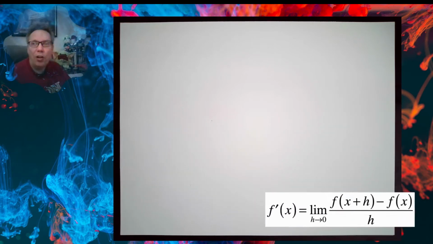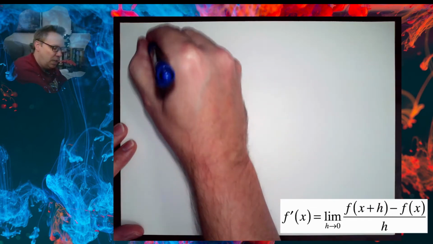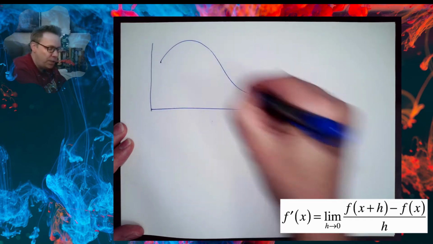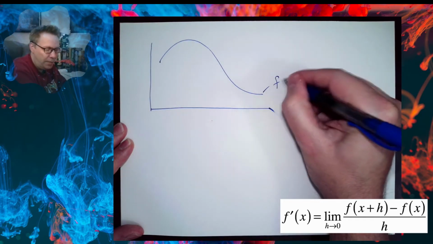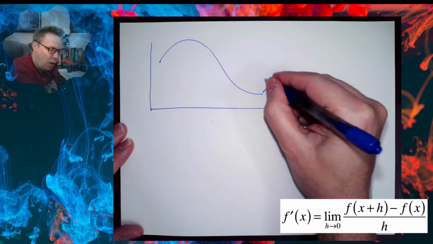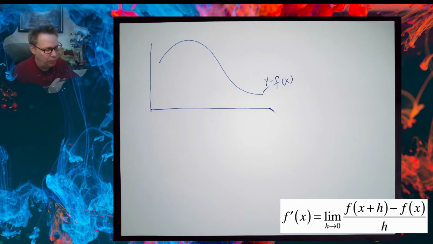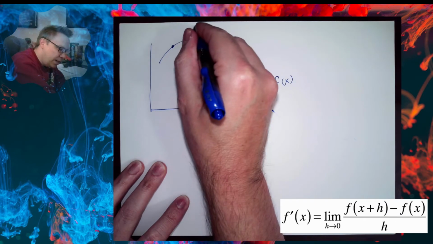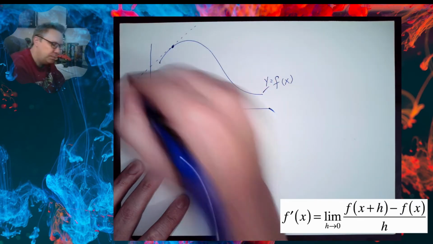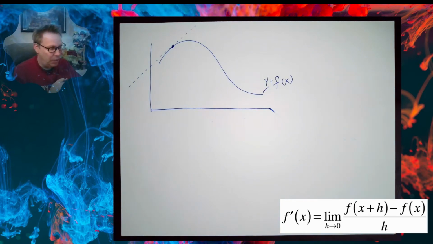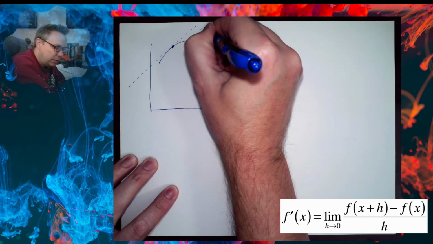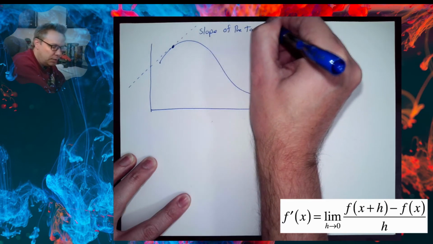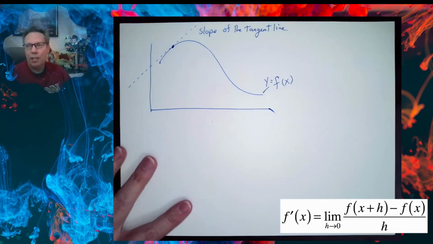So let me start by drawing an arbitrary graph. I'll draw a vertical axis and a horizontal axis, and I'll put some arbitrary curve in here. I will call this curve f of x. In fact, it is y equals f of x. I'm going to pick a point on here, and my goal is to figure out the slope of that tangent line. That's what I would like to do.